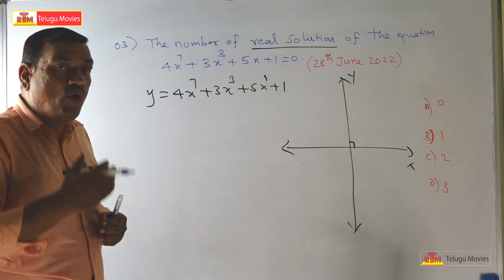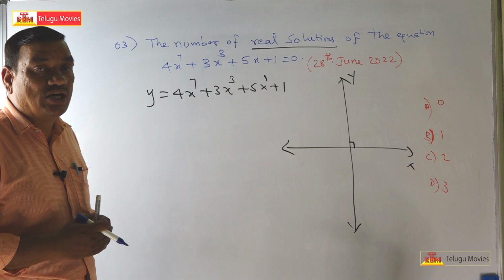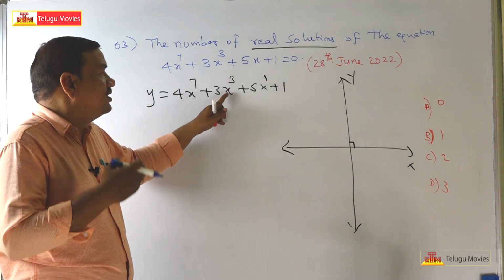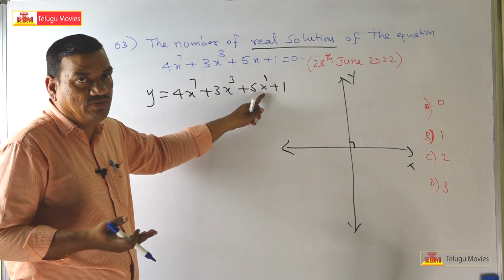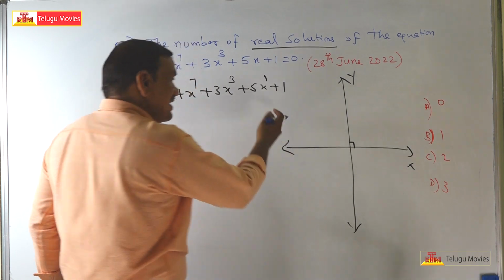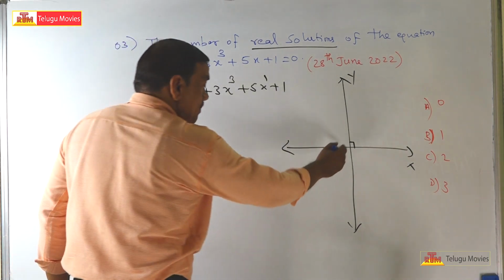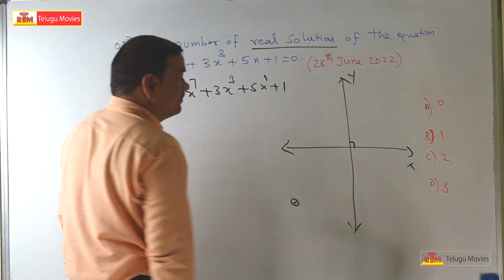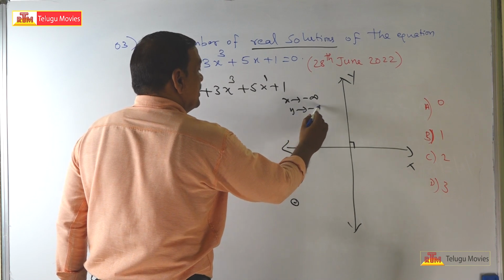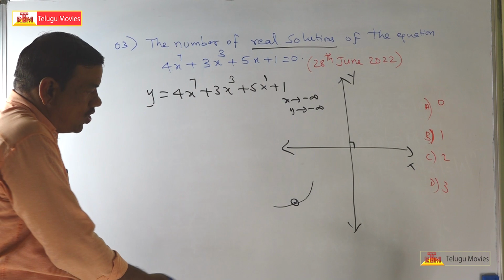So if you keep on substituting negative values, that means if you substitute minus 1, here minus will come, here also minus will come, here also minus will come. That means as x tends to minus infinity, y also tends to minus infinity, somewhere here. That means the curve is like this. Okay, it is going on this.